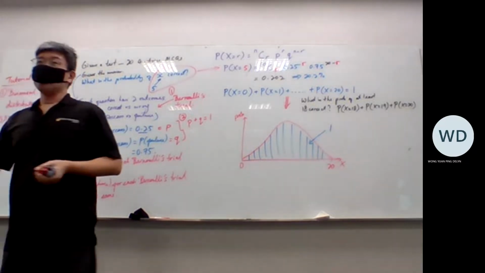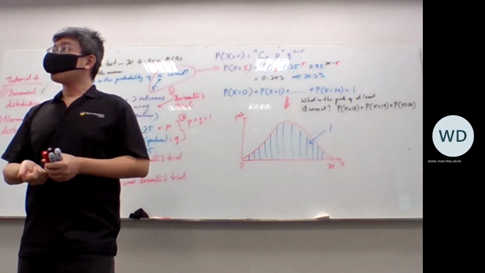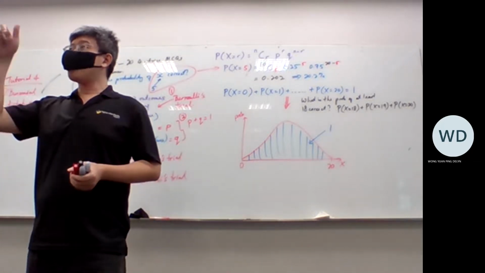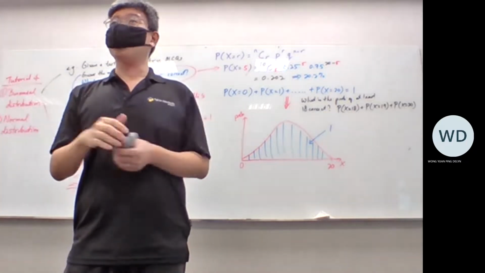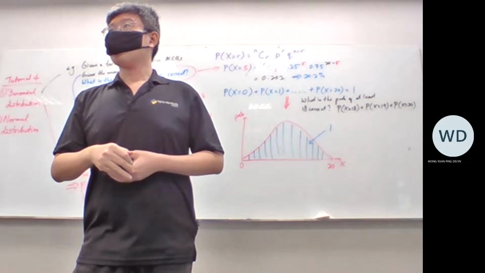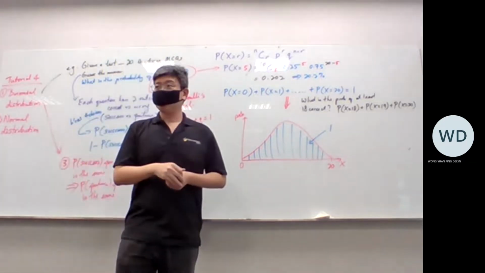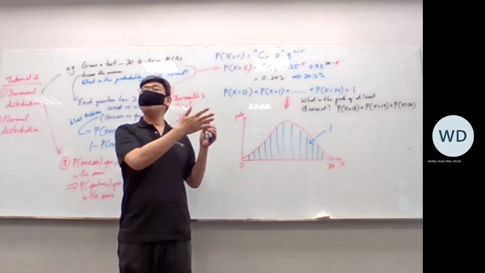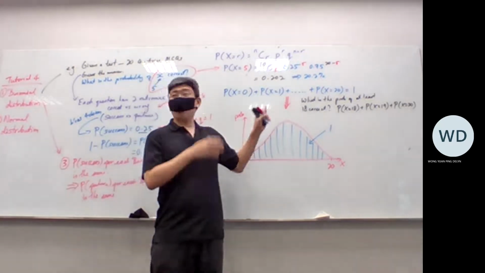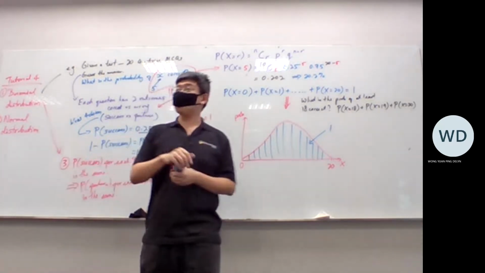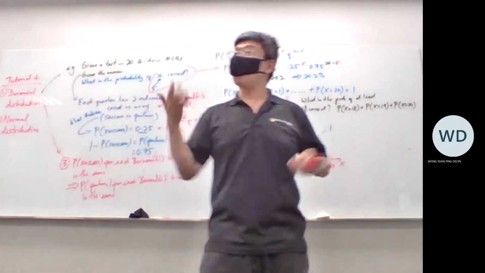At least 5 correct. At least 5 correct, so you have 5, 6, 7, 8, 9, 10, all the way to 20, right? Of course. Then you just take 1 minus 0 correct, 1 correct, 2 correct, 3 correct, 4 correct. Depends on which one you want. Okay. So it's up to you. Which one is easier? Which one is less calculation? If at least 5 correct, you want to take 5 all the way to 20, fine with me as well. If you want to take 1 minus 0, 1, 2, 3, 4, also fine with me as well.